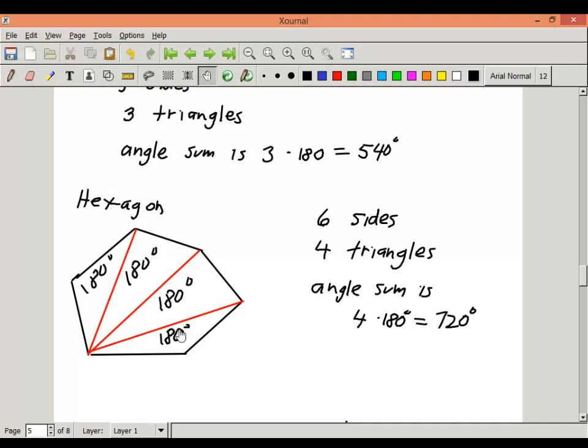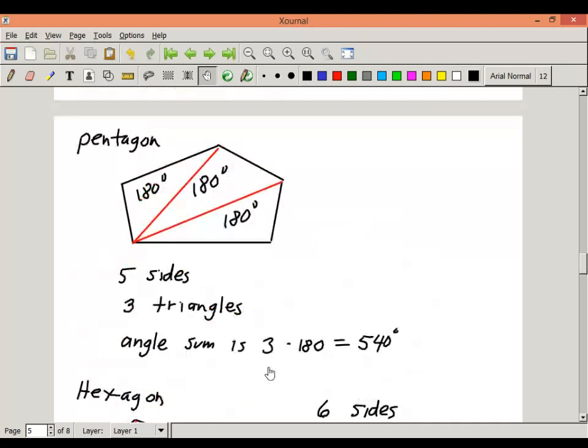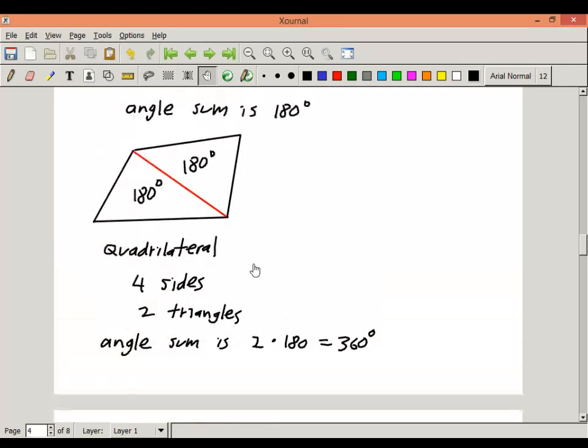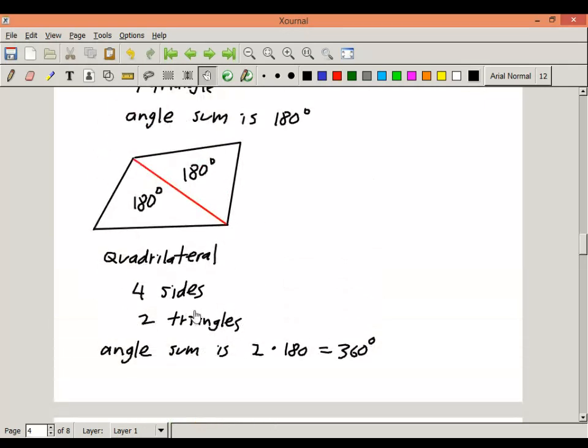I hope you noticed as we did these 4 examples that the number of triangles you can divide the polygon up into depends on the sides. So in every single case, the number of sides minus 2 is the number of triangles. So here we had 6 sides, 4 triangles. Let's back up a little bit. Here we had 5 sides, 3 triangles, so always 2 fewer triangles than you have sides. Here we had 4 sides and 2 triangles.